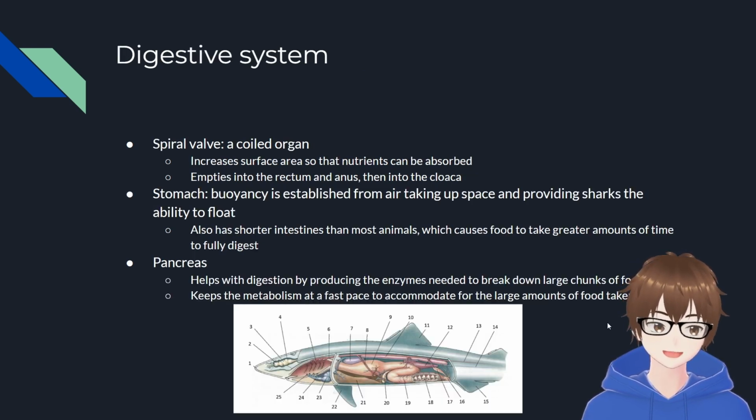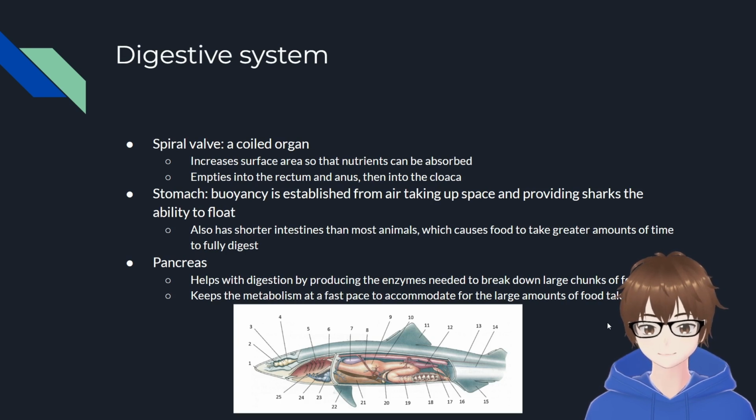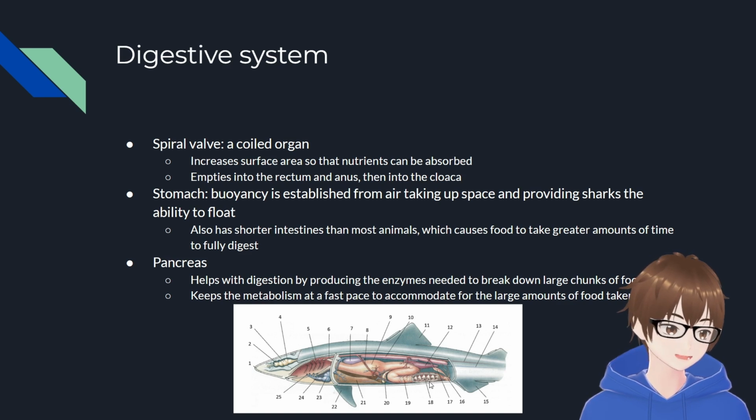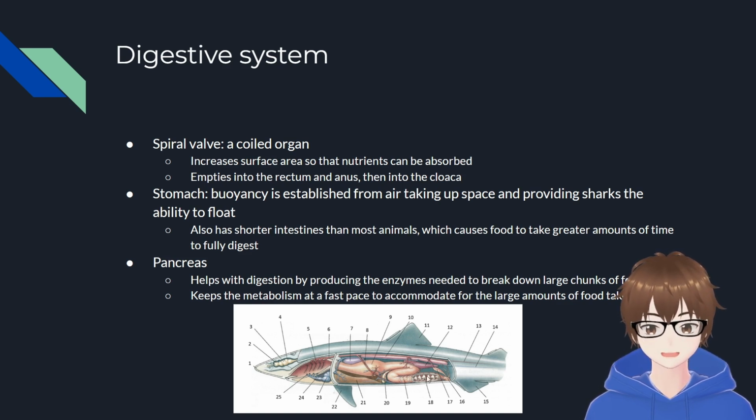Then we have the digestive system of sharks. One organ that a lot of different organisms do not have is a spiral valve, which is a coiled organ. It increases the surface area so that nutrients can be absorbed, kind of like we do with our intestines. It's kind of like an extension of the intestines. This spiral valve empties into the rectum and anus, then into the cloaca.